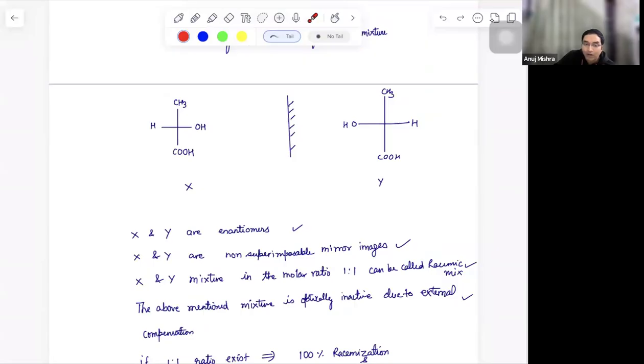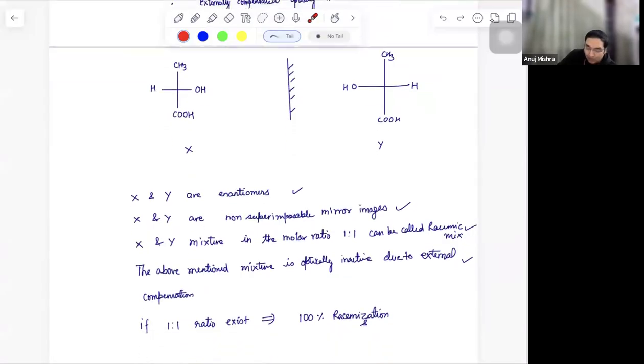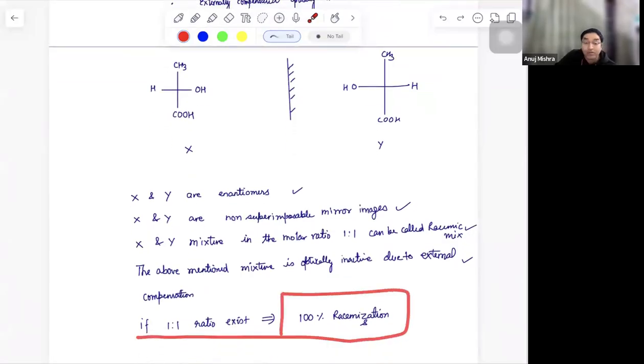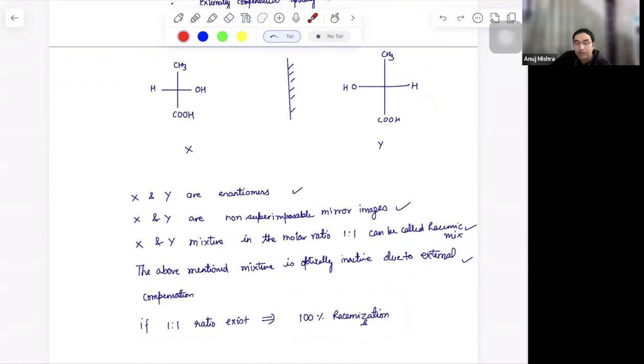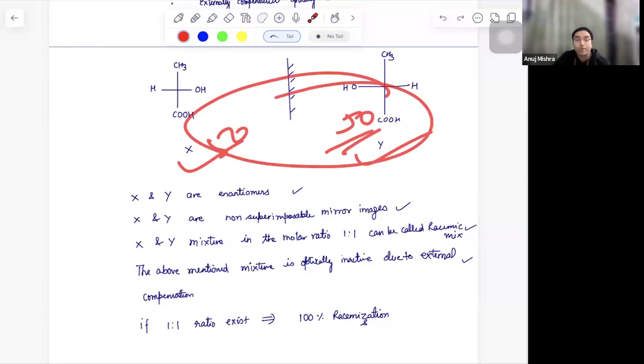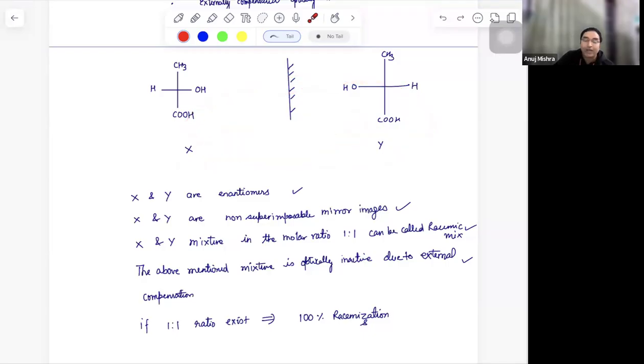If 1:1 ratio exists, we consider it and call 100% racemization. This is called 100% racemization case. When both are exactly equal in numbers, 50 moles इसके हैं, 50 moles इसके हैं. So जो racemic mixture बनेगा वो completely pure होगा. Basically, it will have both the components in equal number. 100% racemization. Okay.